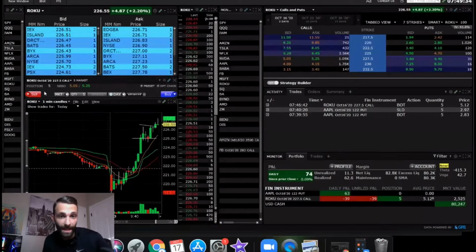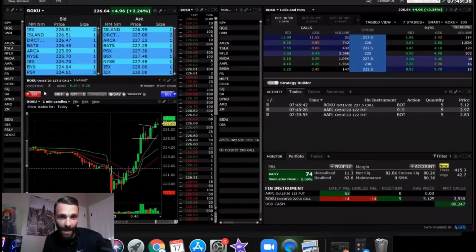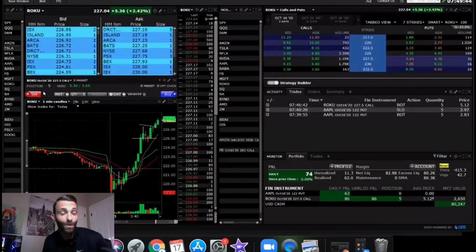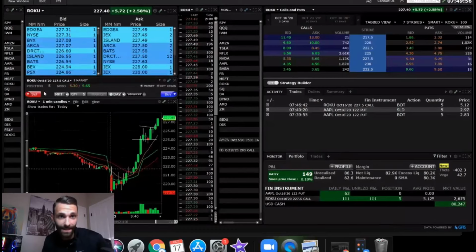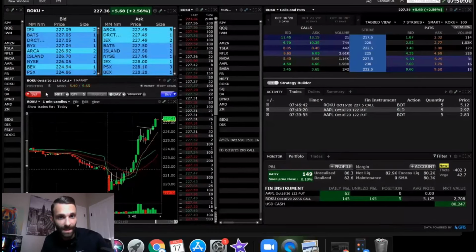Still no reason to get out. I'm just floating around flat. Want to see this get above 227 and go. And the higher we get, the closer it is to all-time highs. And I feel there's an opportunity to get there. 227.50, a little bit of size on the offer. Want to see it get through it.